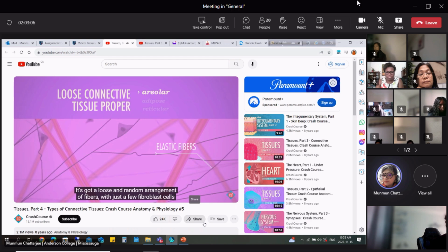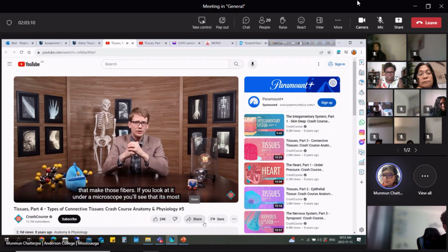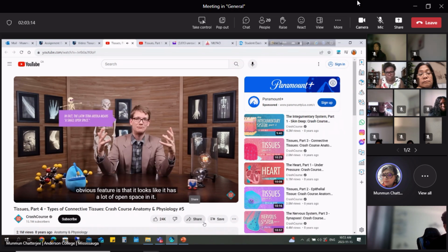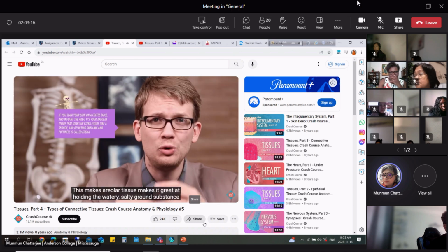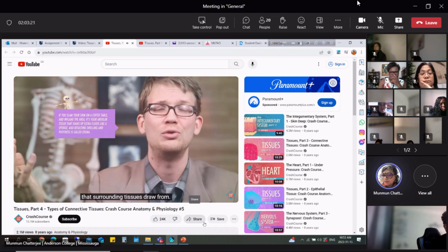It's got a loose, random arrangement of fibers with just a few fibroblast cells that make those fibers. If you look at it under a microscope, you'll see that its most obvious feature is that it looks like it has a lot of open space in it. This makes areolar tissue great at holding the watery, salty ground substance that surrounding tissues draw from.